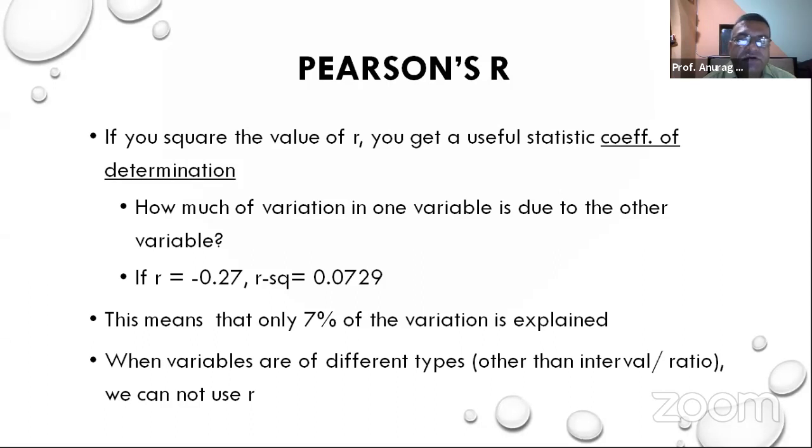That means the variation in your data is explained only by 7%. That means the statistical technique that you are using is explaining your variation only by 7%, which is a very poor result. So R square, that means the coefficient of determination, is a tool which tells you, when variables are of different types, how much of the variation is explained by the statistical technique that you're using. Suppose your variables are not interval or ratio, then you cannot use R.